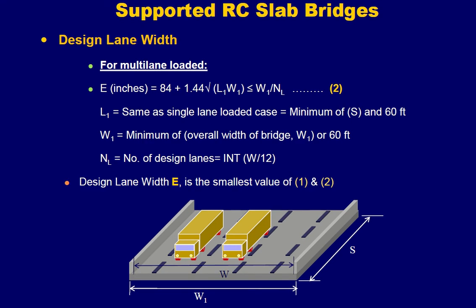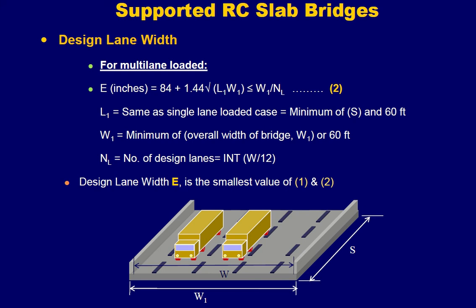And the next case is, as we all know, multi-lane loaded. In the previous figure, we saw that there was only one truck present in a single lane. Now what if more than one truck is present simultaneously on the bridge at the same time? In that case, E, which is the width of the design lane, will be equal to 84 plus 1.44 times under root L1 W1. We know what L1 is, we know what W1 is, and this value should be less than or equal to W1 divided by NL.